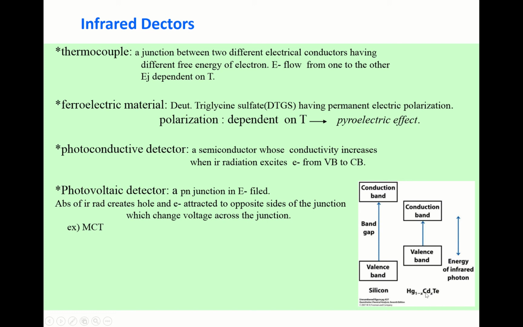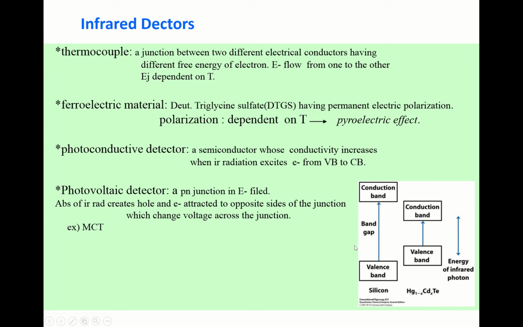This alloy has a band gap between the valence and conduction bands, and this band gap energy is very small, smaller than the silicon band gap. Silicon is also a semiconductor, and its band gap is about 1.1 electron volts, but this one is much less than that. That means what? You can absorb the IR beam. IR excites electrons from the valence band to the conduction band. As a result, a potential difference is developed.